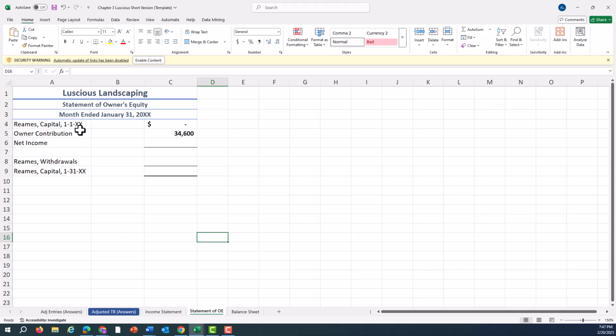For the statement of owner's equity, what we're saying to the people that are using this information is this is how the value of our business changed during the period. This is what it was worth at the beginning of the period, January 1st, 20XX.